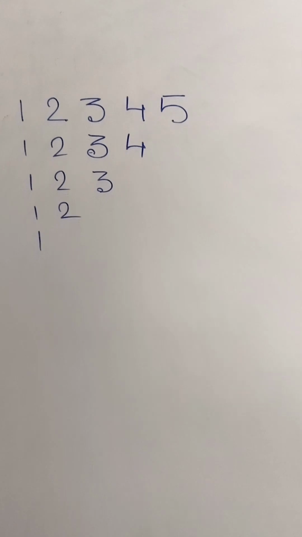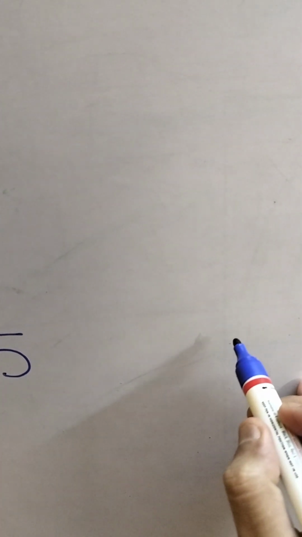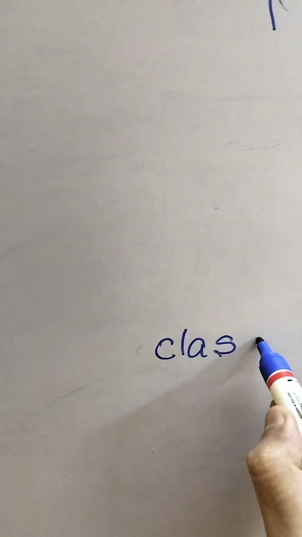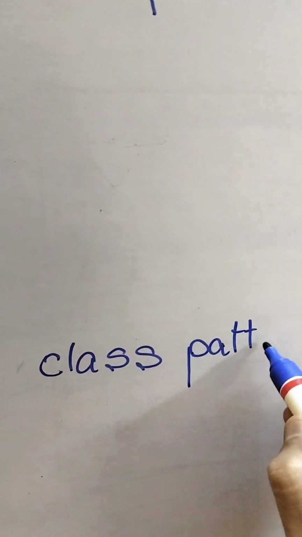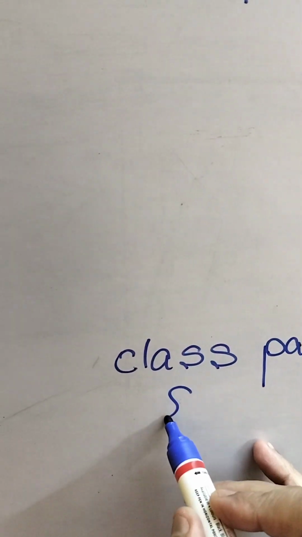So now friends, I have to write the code. Okay, so the code will be, suppose class pattern 1, the bracket. Okay, here is the bracket.